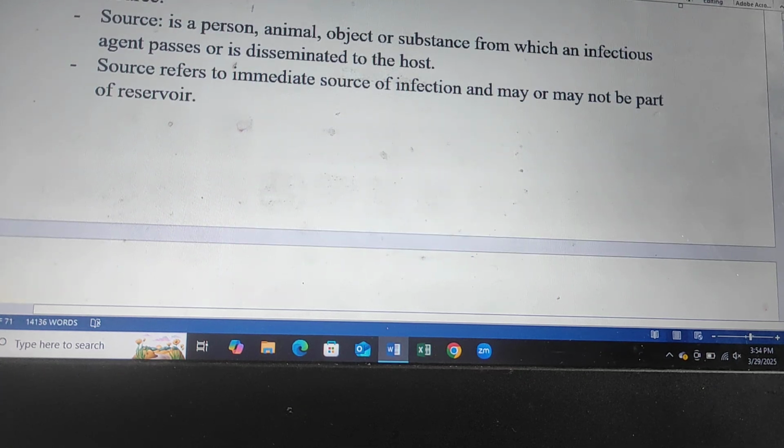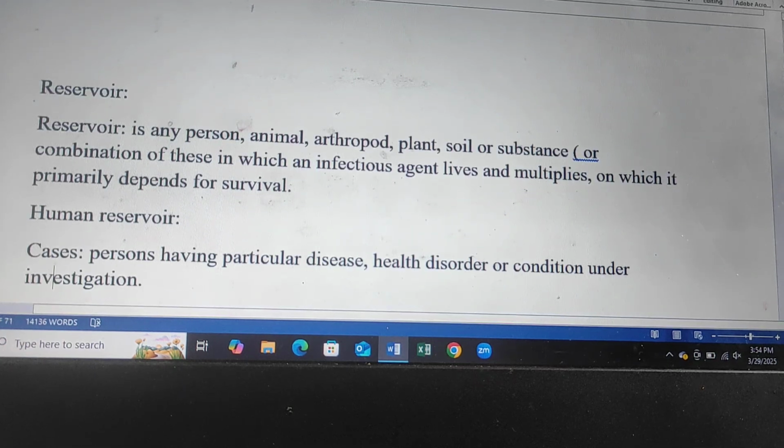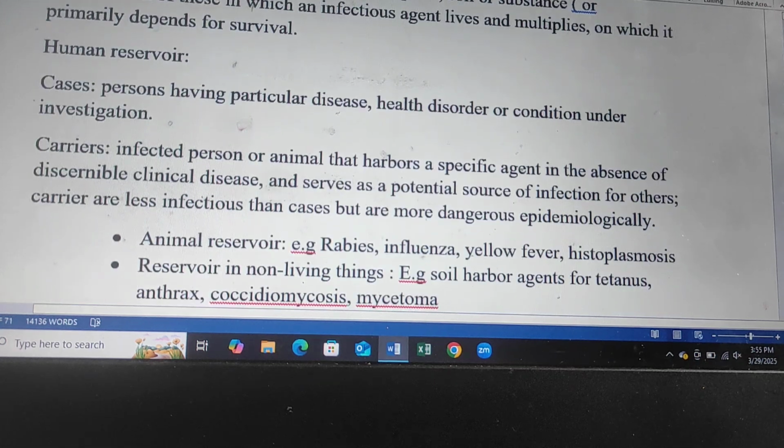Source is a person, animal, object, or substance from which an infectious agent passes or is disseminated to the host. Source refers to the immediate source of infection and may or may not be part of the reservoir. Reservoir is any person, animal, arthropod, plant, soil, or substance, or combination of these, in which an infectious agent lives and multiplies, and on which it primarily depends for survival. Human reservoir: cases, a person having the particular disease, health status, or condition under investigation.